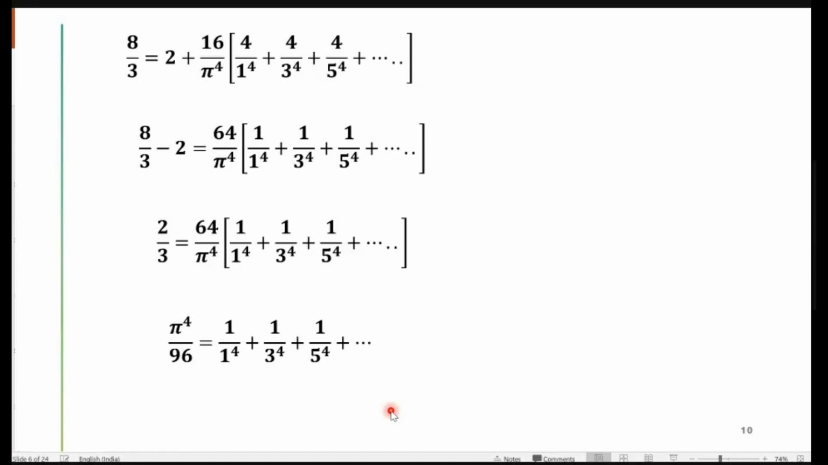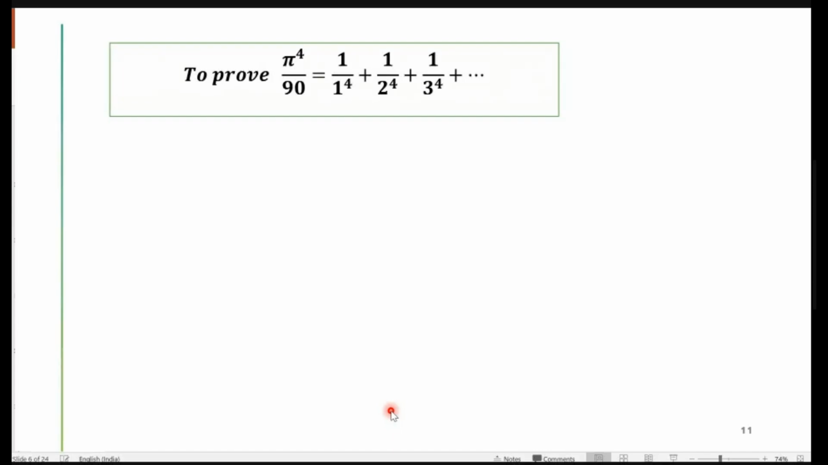There are two parts, two deduction parts asked. So one is this. The second part which was asked is, ये proof करना है: pi raised to 4 upon 90 is equal to 1 upon 1 raised to 4, plus 1 upon 2 raised to 4 plus 1 upon 3 raised to 4. The second part which is to be proved.